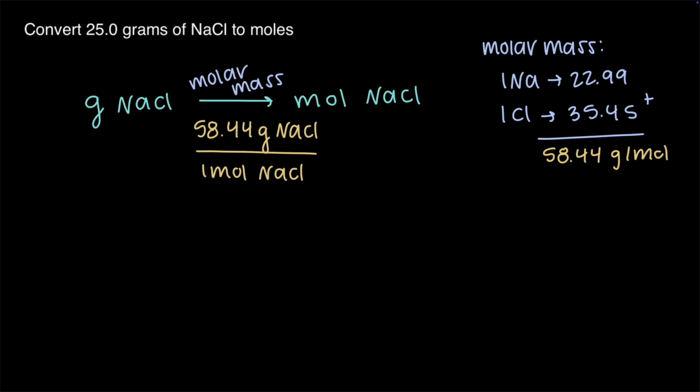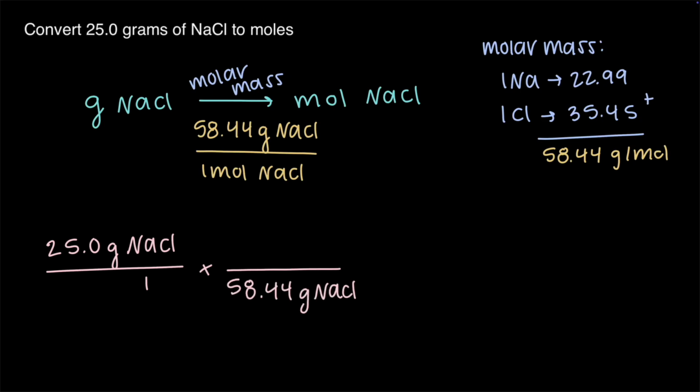Setting up to cancel out units, I will start with 25 grams of NaCl over 1. In the next fraction, we need to cancel out grams of NaCl, so our conversion factor has 58.44 as the value attached to grams of NaCl, so I will put that on the bottom. We cannot split conversion factors up, so on the top of the fraction, I will put the other half of the conversion factor, 1 mole of NaCl. The grams of NaCl cancel out, and we are left with the unit and compound that we need for the answer, moles of NaCl. Dividing the values, we get 0.428 moles of NaCl.